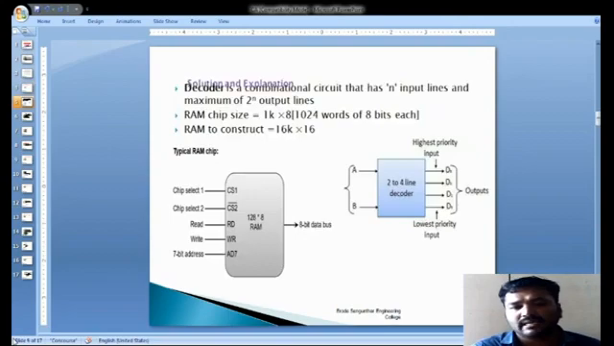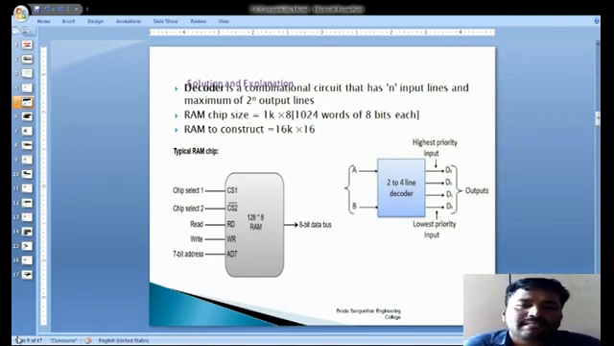I will read out the concept. A decoder is a combinational circuit that has n input lines and a maximum of 2 power n output lines. Input lines can be one, but the output lines are in multiples, that is, a power of 2. So the RAM chip size is 1k into 8, that is 1024 words of 8 bits each.